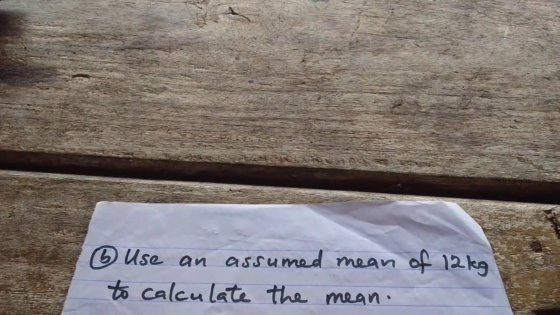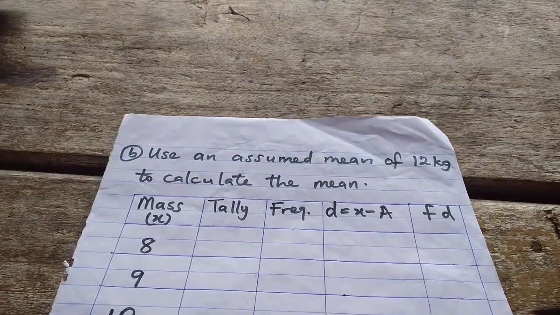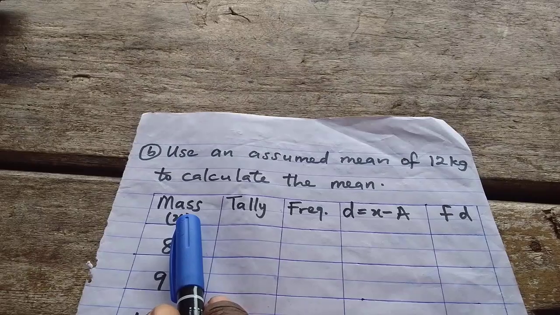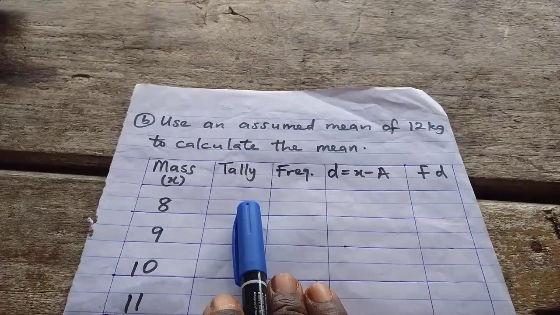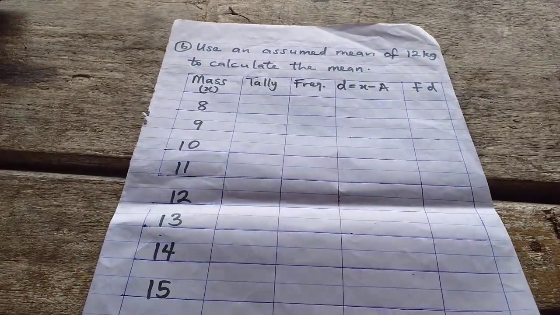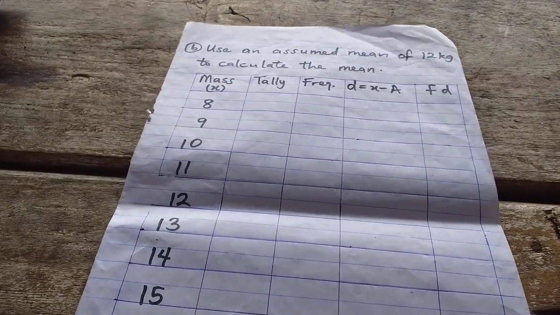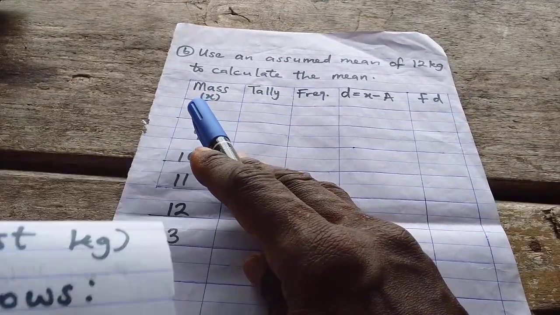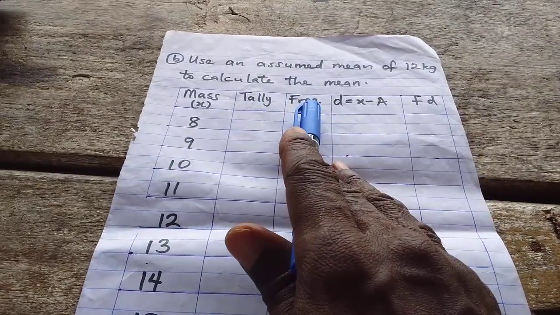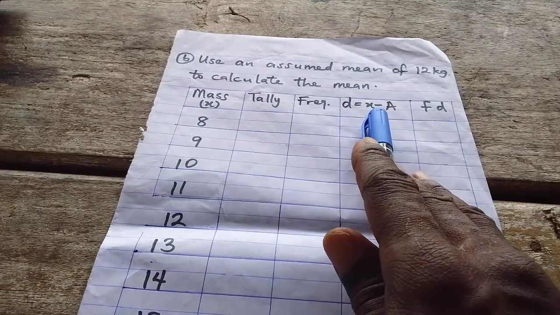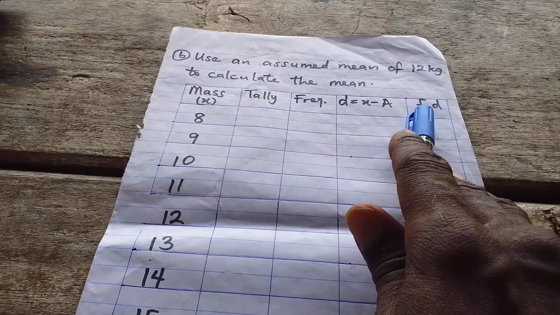So first of all, you are going to draw your table of the frequency. We want to get the frequency distribution table. So we have the mass. The mass represents x. This is a discrete data. So the numbers that we are given are from 8 to 16. Because this is still raw data, we will use the tally system so that we will not make mistakes. Then we have the column for the frequency, a column for D, where D equals X minus A, and FD, where we multiply D and F.